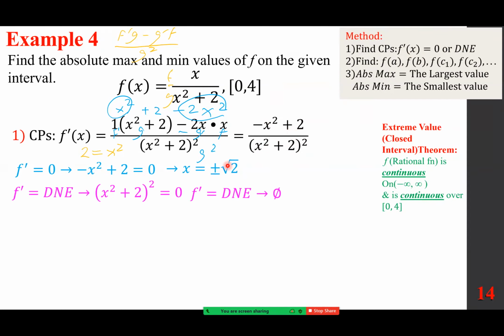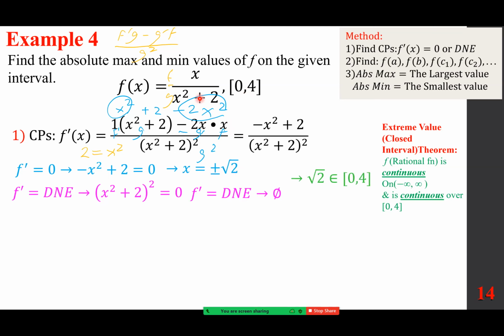So let's look at both answers. Is square root of 2 in between? Remember, square root of 2 is about 1.41. Yes. Is minus square root of 2? Even if you don't know what it is, a negative number is not between 0 and 4. So the only acceptable answer from here, we have two of them, only square root of 2 works.